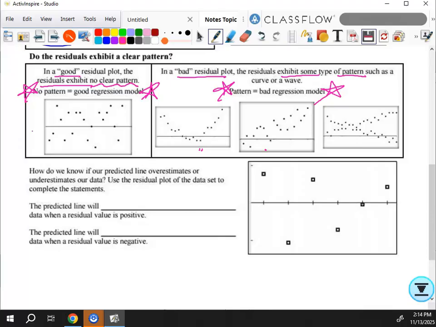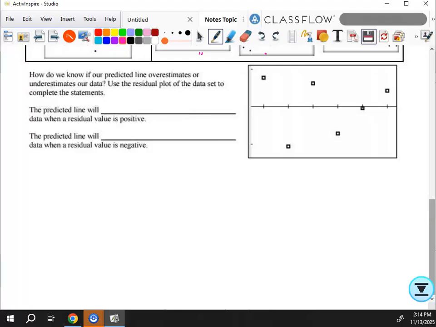All right. So now again, this says, how do we know if our predicted line overestimates or underestimates our data? Use the residual plot of the data to complete these statements. Okay, so here we don't have actual numbers like we did a minute ago with the 12 and the 20. This represents my prediction line. It just got laid out to become my new x-axis. And these are positives, these are negatives. These are my actual points, so I'm just going to label them with A's again for my actual data, right?